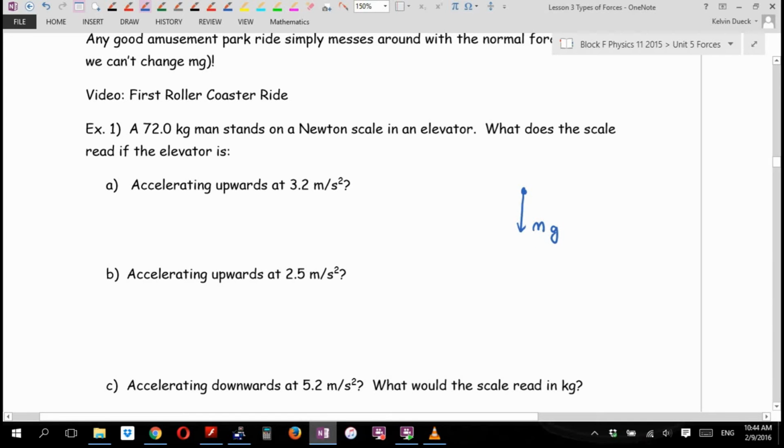Matt, what direction is this person accelerating according to part A? What direction must the winning arrow, the bigger arrow, be according to part A? What force? The normal force, your chair. I'll exaggerate it like that.